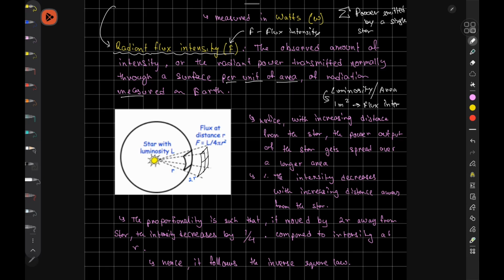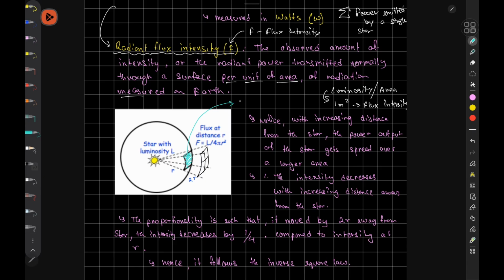Flux intensity. So that is flux intensity in essence. The amount of light or power emitted per meter square. However much power is being emitted over here is the flux intensity. Do we get that?